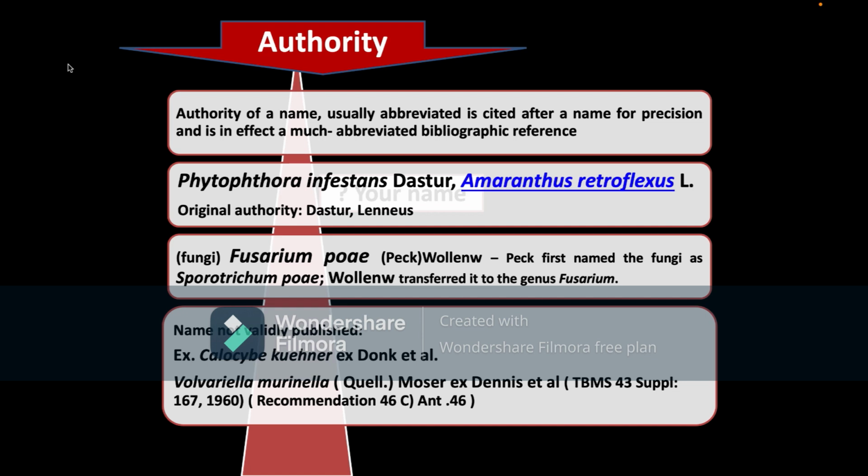Then a name not validly published: where a name not validly published by one author is taken up and validated by a second, an ex is used to link the names of the two authors. As for example, Calocybe quenier ex Donk ante. Then Volvariella, Murrill within parentheses, then Moser ex Dennis ante. This was published in TBMS, that is Transactions of the British Mycological Society, volume 43, supplement on page 167 in 1960, which was actually the recommendation. They have given a recommendation 14C and 46.